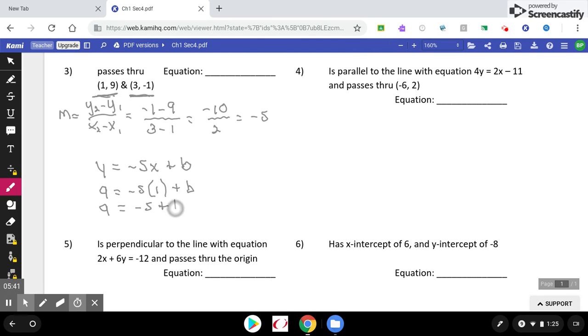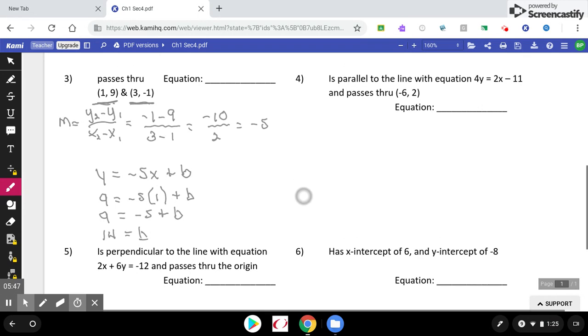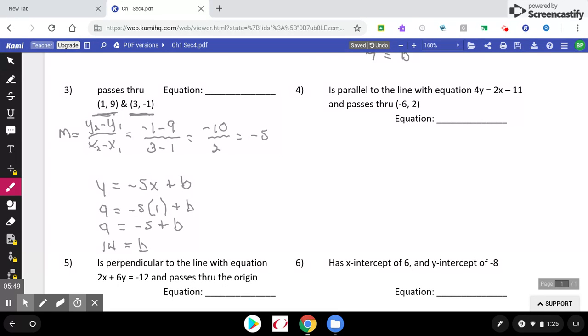Multiply those guys out. How do I get a minus 5 to the other side? I add it. I got 14. So final answer, excuse me, slope-intercept form is always y equals whatever the slope was, followed by an x, followed by b. Got it. All right, number 4.